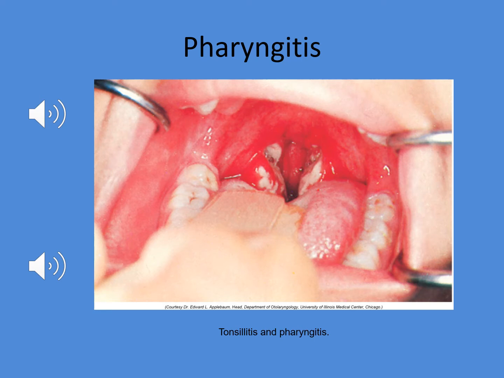If we look at the back of their throat, we're going to see erythema present in the back of the pharynx and the palatine arch. And then there may be or there may not be exudate that appears on the tonsils, like in this picture. You can see there is some exudate there. And management-wise, really is just symptom management.